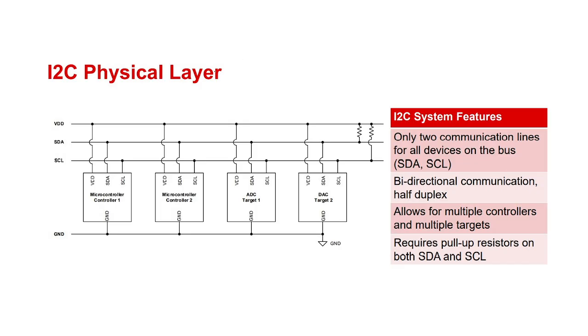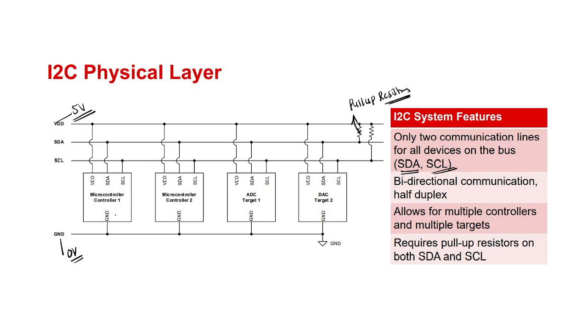Next, the I2C physical layer. There are only two communication lines per device on the bus. I told you there are two lines: one is SDA and the other is SCL. SDA is the serial data line and SCL is the serial clock line. Suppose this is VDD, a 5 volts supply voltage, and ground is 0 volts. These SDA and SCL lines are connected through pull-up resistors.